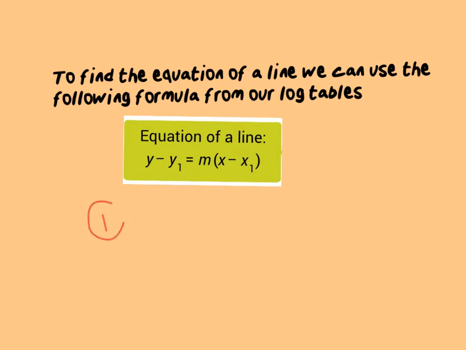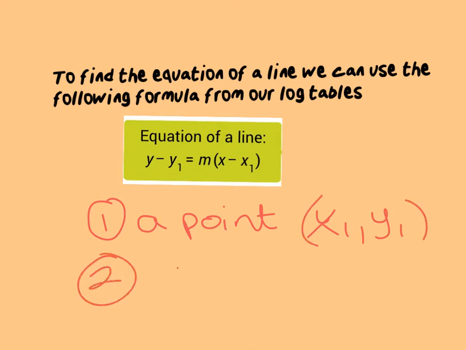First of all, we need a point on the line. So any coordinate point, so that's x1, y1. And the second thing we need is the slope of the line. So once we have those two, we can substitute them in and we can find the equation of the line.